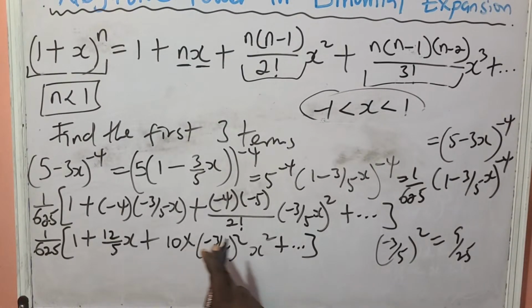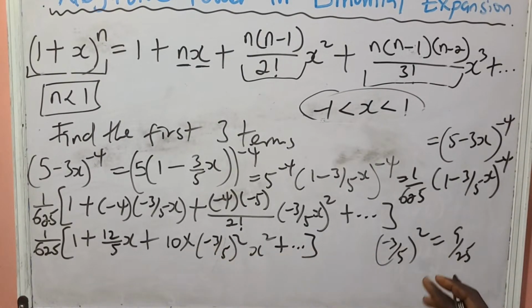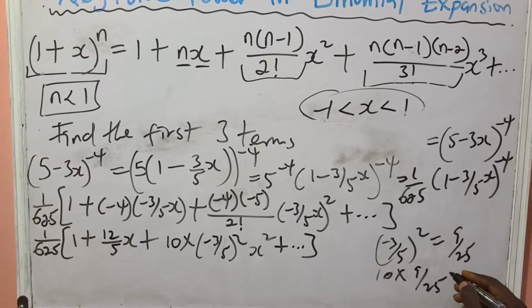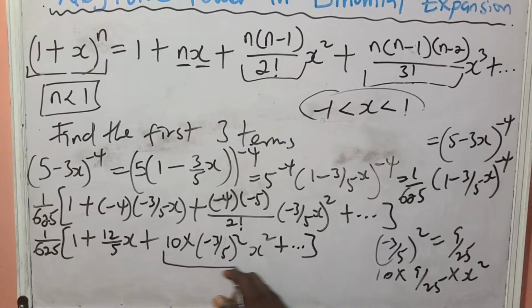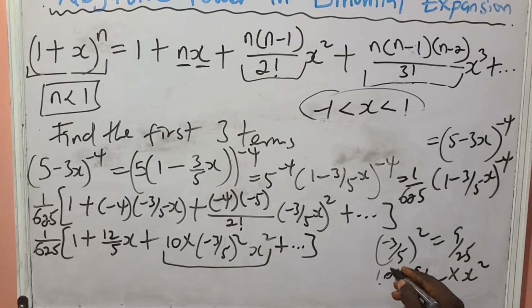Look at this place now. This whole thing now gives me 9/25. That means I have 10 times 9/25 times x squared. I'm solving this whole thing here now. 10 minus 3/5 squared, I've gotten it as 9/25, then x squared. So what does this give me?